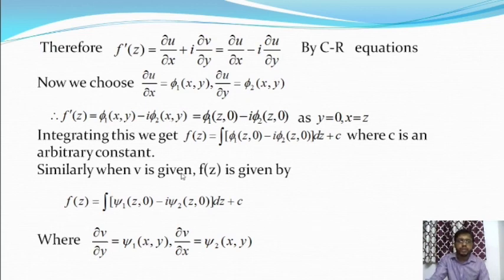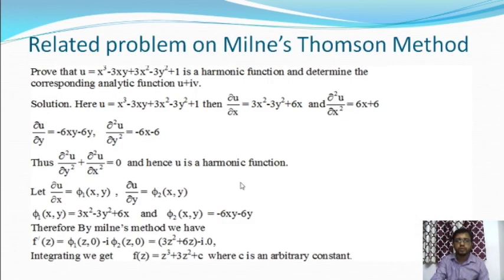Okay, so here is the expression of the function f of z. This is actually similar to the first one. So if we put del v del y equal to psi 1 of x comma y, and del v del x equal to psi 2 of x comma y, we'll get the function f of z, and f of z is equal to the integration of psi 1 of z comma 0 minus i into psi 2 of z comma 0 dz plus c, where c is an arbitrary constant, you know. Okay, next we are going to talk about some related problems on the Milne-Thomson method.